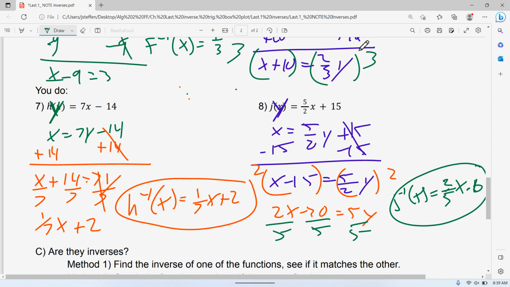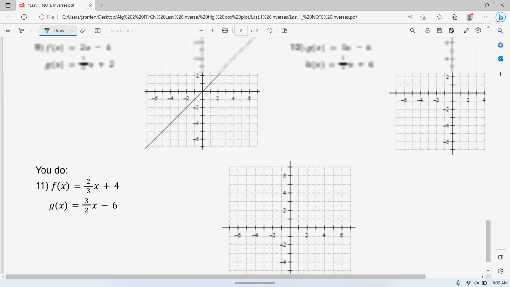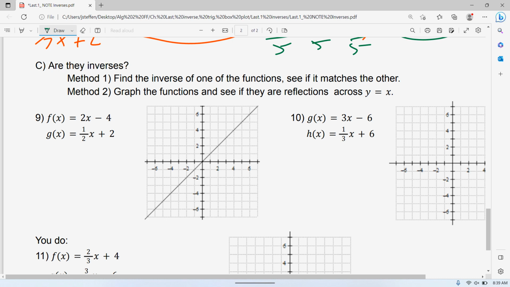Okay, last but not least. Are they inverses or are they not inverses? Now, there's actually a third method that we aren't going to talk about because we didn't have a chance to go through compositions this year. Third method, if you talk to someone from another school, not that you guys would ever talk about inverses.